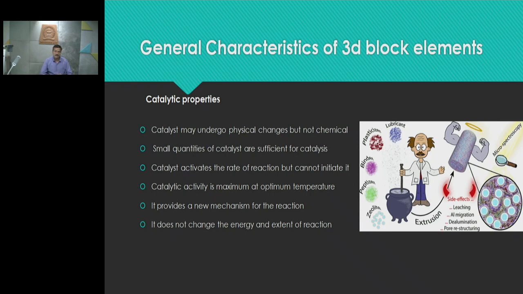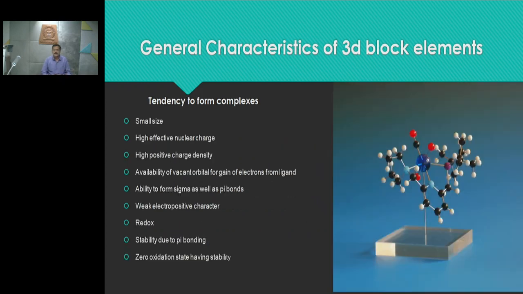Its activity changes the rate of reaction, and this activity is maximum at an optimum temperature. It also provides a new mechanistic pathway for the reaction, and it does not change the energy and extent of reaction. The right hand side figure tells us how the catalyst is prepared, with different factors like binder, peptide, zeolite, which combine, and then we use the catalyst for different applications.